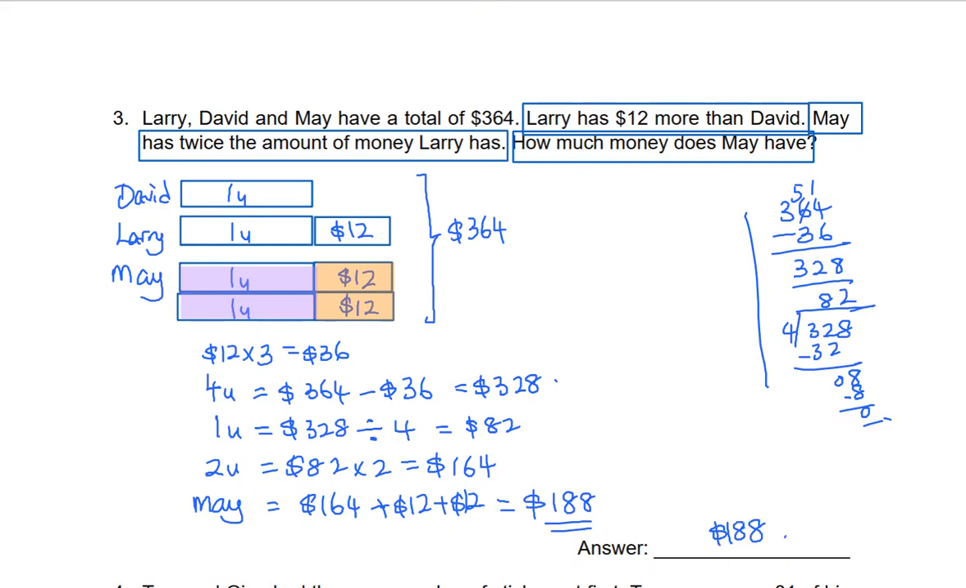We should be doing working at the side. I can do 82 times 2, and you can do 164 plus 12 plus 12. You get 188. Do remember your dollar sign. Okay. Let's go to question 4.